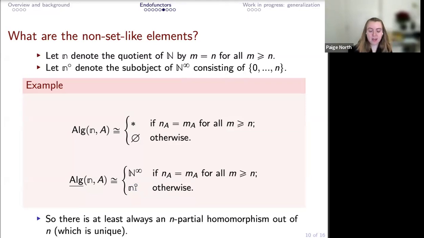Okay, so I want to say that this category, the enriched HOMs, the universal measuring coalgebras, are telling us to what extent there's an algebra homomorphism between the two algebras that we plug in.